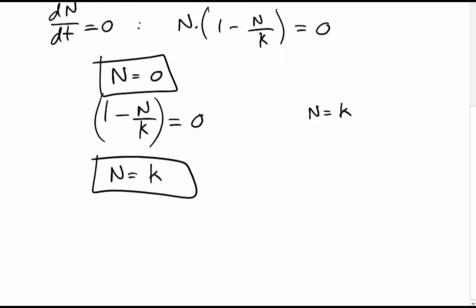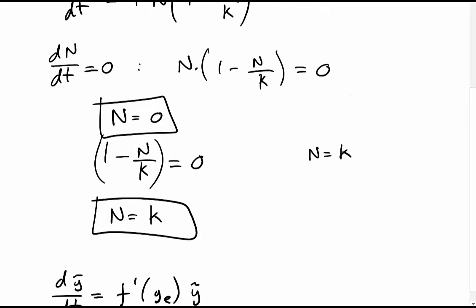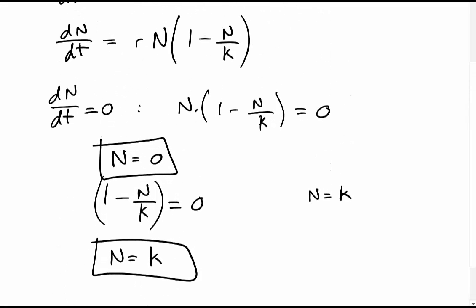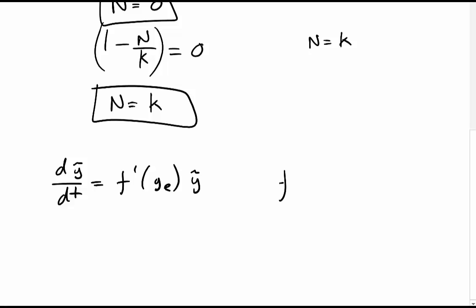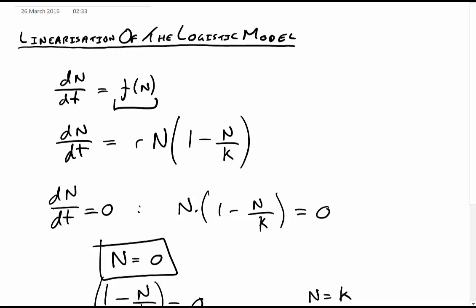So now we need to come on to the linearization. We found the equilibrium points, now we want to come on to the linearization. If you remember with our linearization, before we had dy tilde by dt equals f dash of ye times y tilde. Now what we've got is our function. What was our function? A function f of n. Well, our function f of n is just Rn times 1 minus n on k.